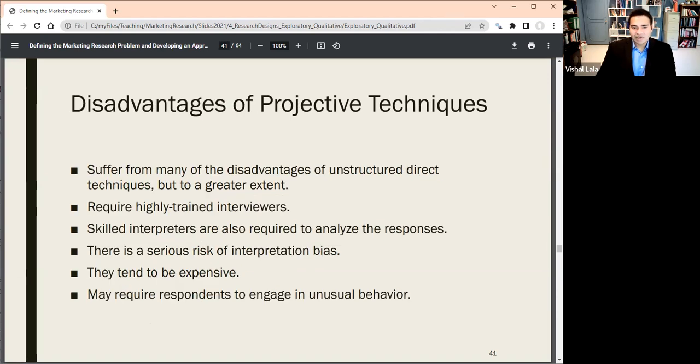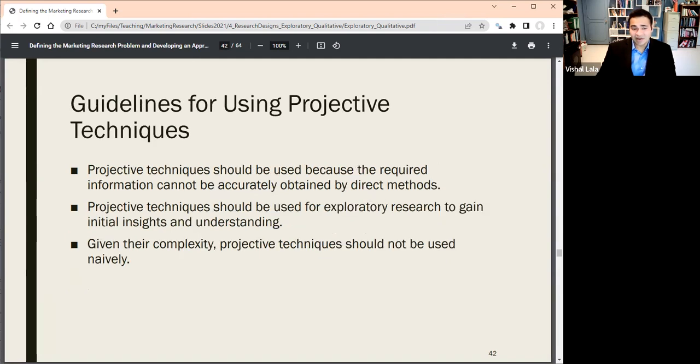Of course, projective techniques come with a number of downsides. They include the main issue, which is they're subject to the risk of interpretation bias. I mean, what we learn is in the eye of the interviewer, and they tend to take a lot of skilled interpreters to understand projective techniques, and tend to be expensive to carry out as well.